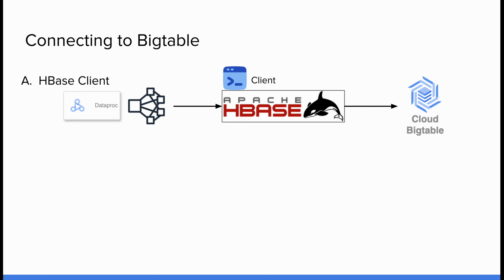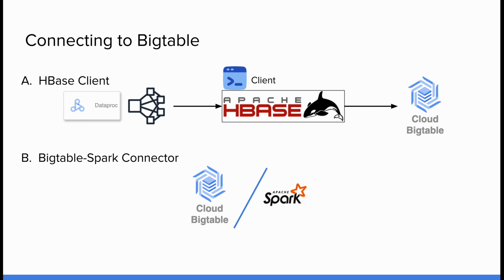Second, we have the Bigtable Spark connector. This option enables Dataproc's Spark jobs to interact directly with Cloud Bigtable. You can leverage Spark's powerful distributed processing capabilities, combining it with Bigtable scalability. This approach is ideal for large-scale data processing tasks, such as running Spark ML jobs on top of the Bigtable data. That's something that could show up on the exam.